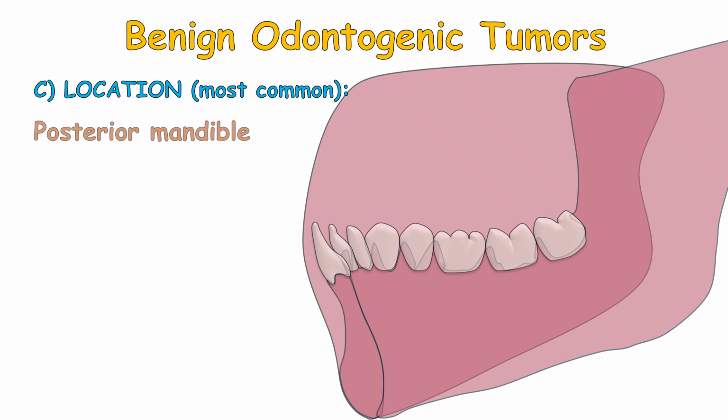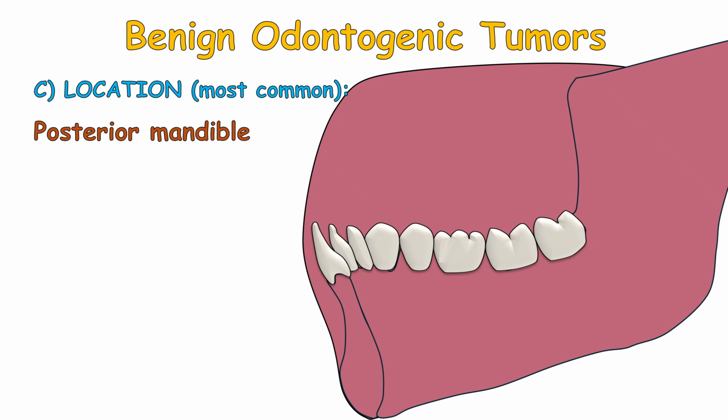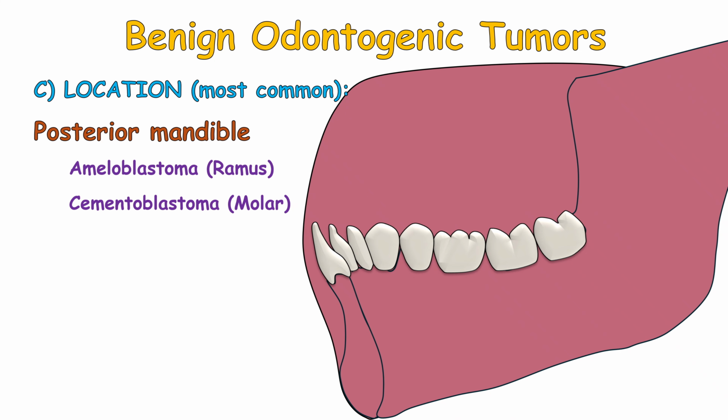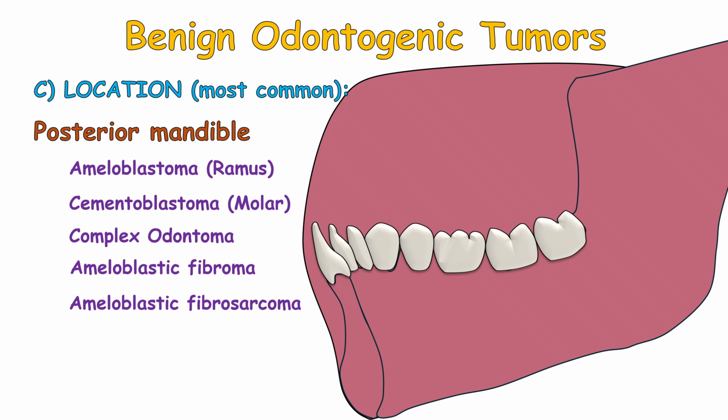The next is for posterior mandible. Here ameloblastoma, which is seen mostly in the ramus area, cementoblastoma, which is seen mostly in the molar area, complex odontoma, ameloblastic fibroma, ameloblastic fibrosarcoma, and ameloblastic carcinoma. These are mostly seen in posterior mandibular areas.